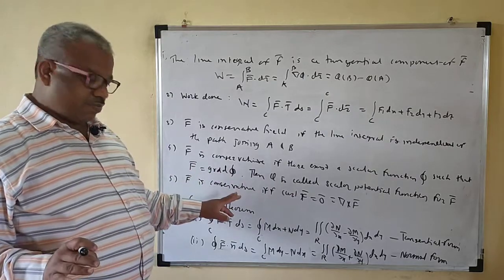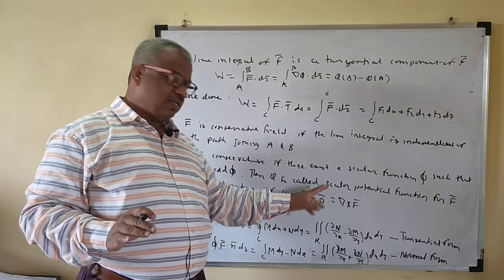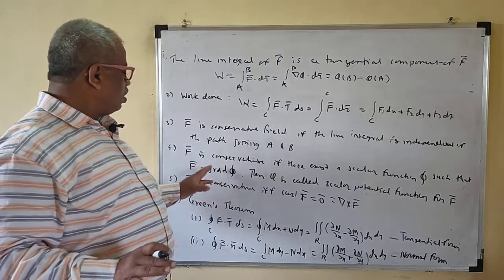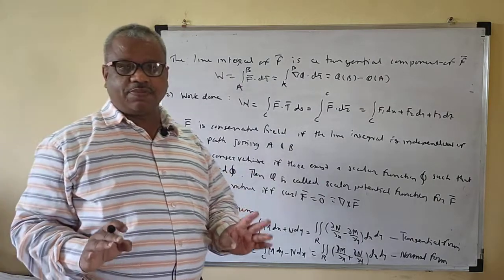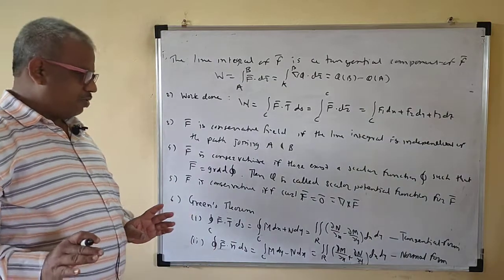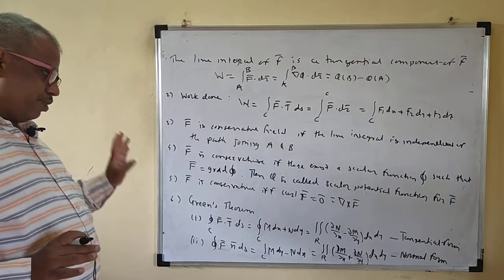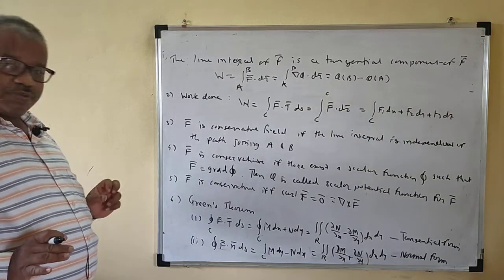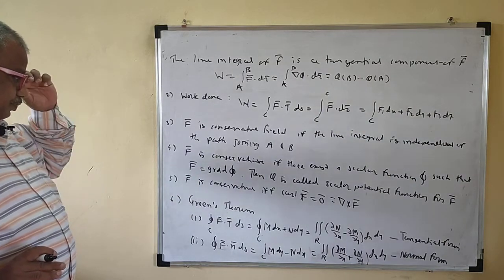So the field is conservative, the curl of f bar is 0 bar, it is irrotational, and the line integral is independent of the path joining A and B. That is also related to the curl of the vector.